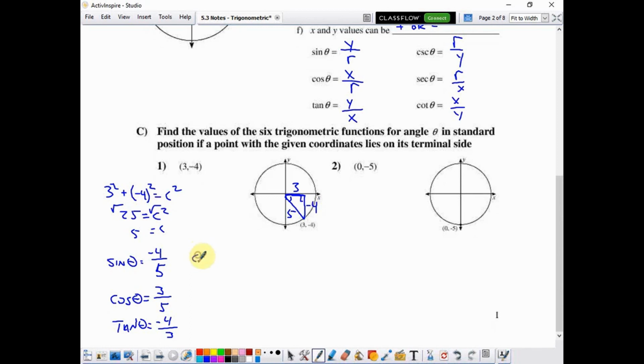Okay, then the reciprocals. Cosecant theta is the reciprocal of sine theta, so it's 5 over -4. Secant theta is the reciprocal of cosine theta, so that's 5 over 3. And cotangent theta is the reciprocal of tangent theta, so that's 3 over -4.